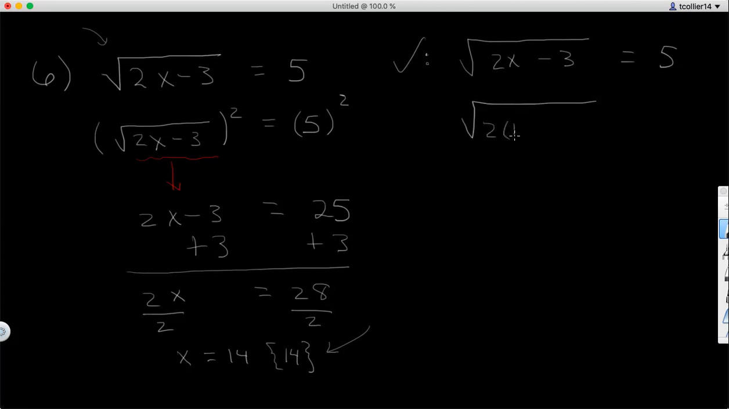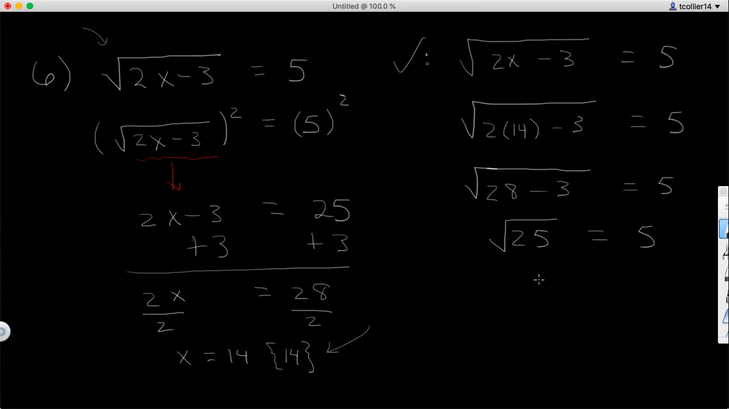So 2 times 14 minus 3 equals 5. So on the inside of the radical, 2 times 14 is going to give me 28. So I actually have 28 minus 3. That is going to give me 25. Square root of 25 should give me 5. So I get 5 equals 5. Good. That true statement tells me that the answer is working. 14 actually works in that, so that's good.